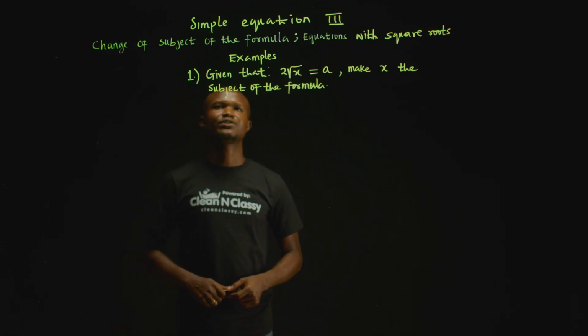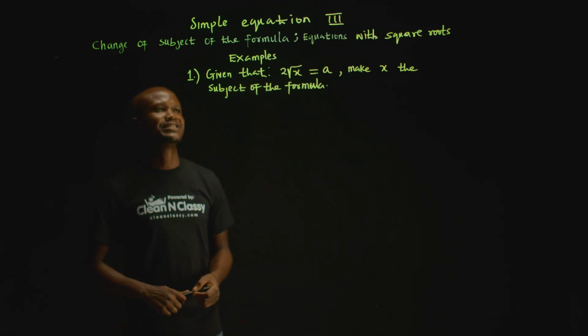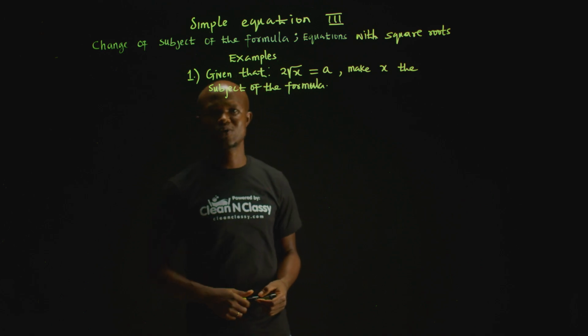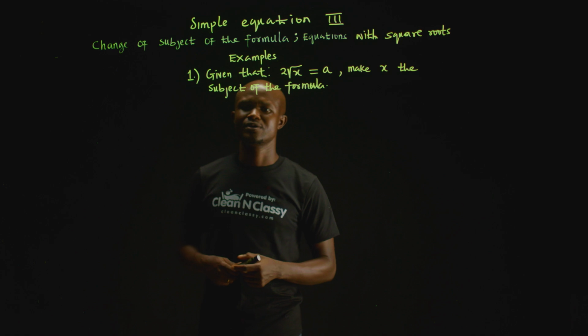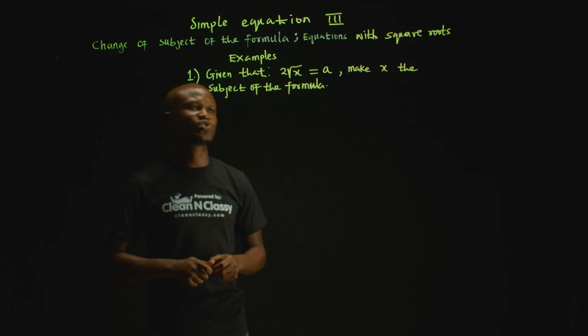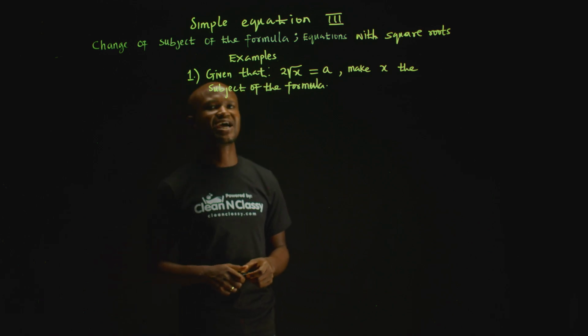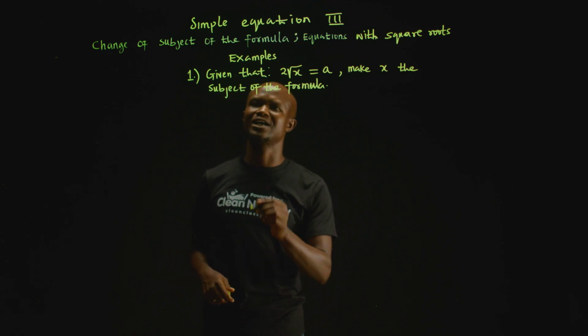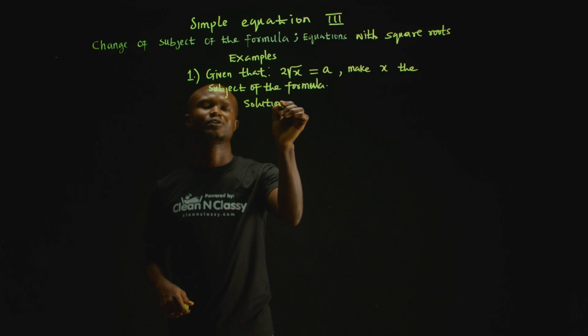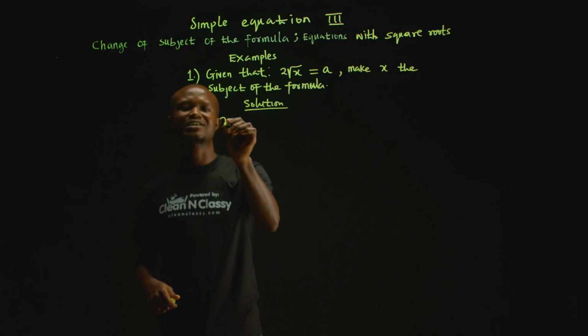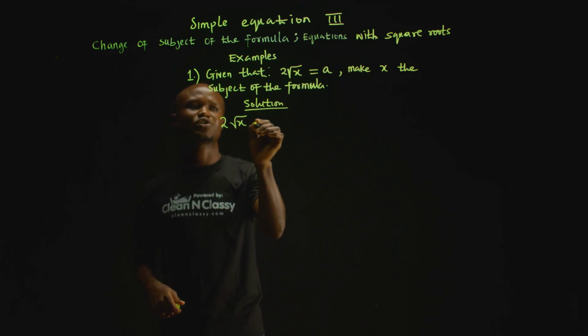Change of subject of the formula dealing with equation with square root. Examples. Given that 2 root x equals a, make x the subject of the formula. Solution. We have 2 root x equals a.